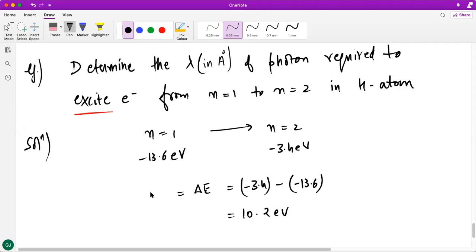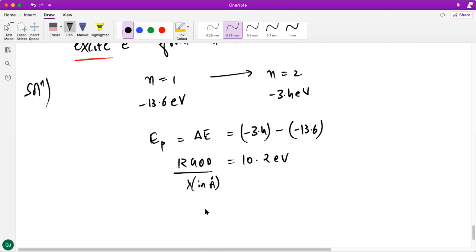And this is what you could have written as the energy of photon, that is 12400 upon lambda in angstrom. And as a result, you will get the answer around 1215 angstrom. Okay, close to it.